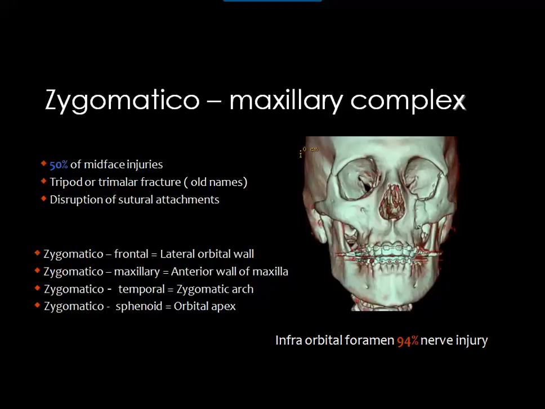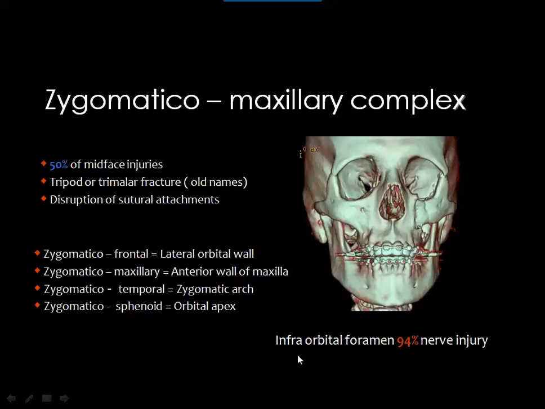Then this fracture was previously known as the tripod or trimalar fracture. This tripod fracture, because they thought that the zygoma had only 3 attachments: to the frontal bone, to the maxillary, and to the temporal bones. They did not appreciate the attachment to the sphenoid bone. Now the fracture is known as the quadripod fracture, or better, it is known as the zygomatico-maxillary complex fracture.